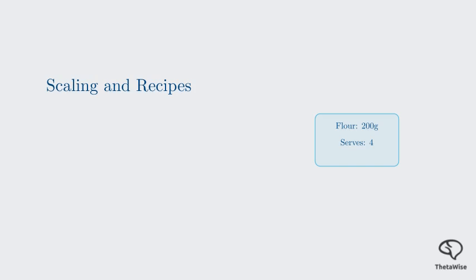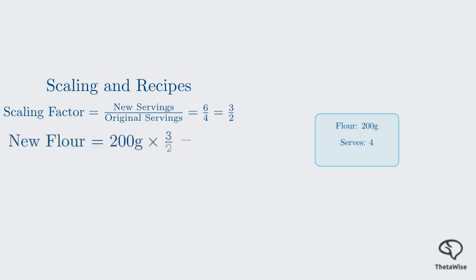Next, let's look at how fractions help us with scaling problems, like in a recipe. In scaling, we use fractions to adjust quantities accurately, either up or down. Imagine a recipe for 4 people that uses 200 grams of flour. Here's our recipe card, showing 200 grams of flour for 4 people. What if we need to scale this up for 6 people? First, we need to find our scaling factor. The scaling factor is the new number of servings divided by the original number of servings. So 6 divided by 4, which simplifies to 3/2. Now we multiply the original quantity of flour by this scaling factor. 200 grams times 3/2 gives us 300 grams. So for 6 people, you'll need 300 grams of flour.